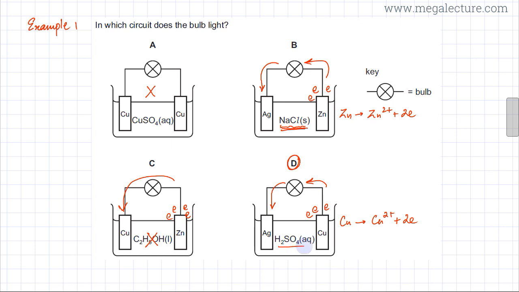But the solution now contains aqueous H2SO4, which means there are a lot of H+ ions in solution in dissociated state. So when these electrons reach the other side, there's somebody there capable of gaining them, which in this case are hydrogen ions. They would gain electrons and start forming hydrogen gas. So in this case, electron flow would be possible. Copper being more reactive would start losing electrons. Those electrons would travel to the other side, where H+ ions in the electrolyte would gain electrons, and there would be a net flow of electrons in the external circuit, and this bulb is going to light up.